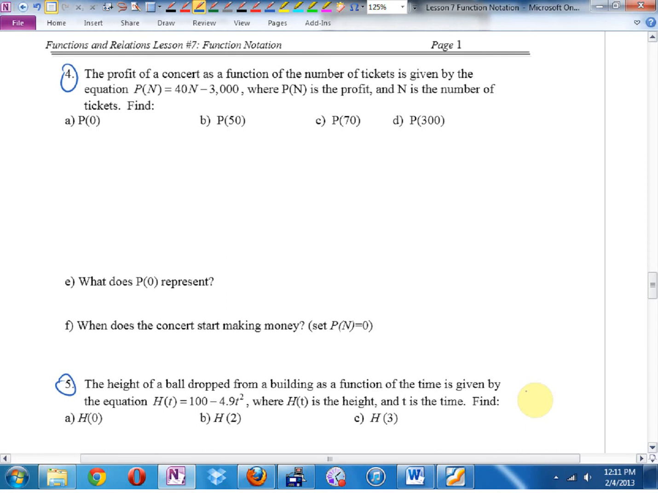So try it again. Set what? What is P of N? From the top in the paragraph there. But what is it as an equation? I got the P of N. What is it on the other side as an equation? See, here's what it's saying. Take that 40N minus 3,000 and let it equal 0. That's when you stop losing money. Everything after that is when you gain money.